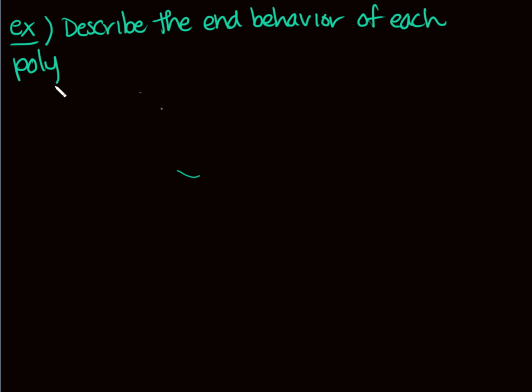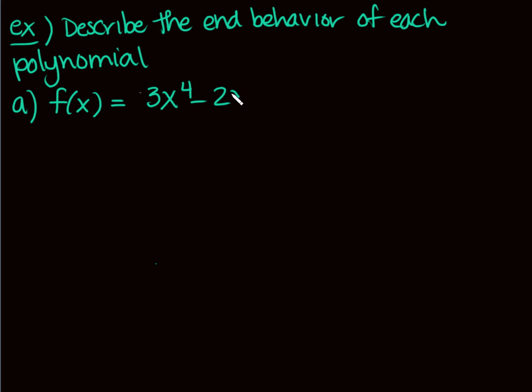This is only for polynomials. And decimals is a great way to verify what you're doing. So let's look at f of x equals 3x to the fourth minus 2x cubed plus 1.